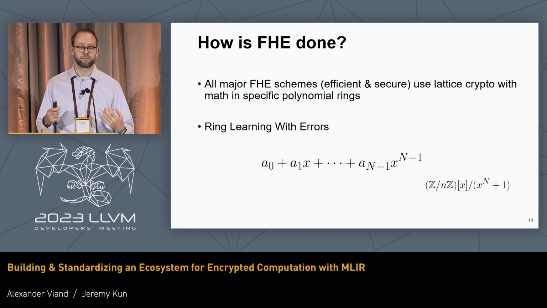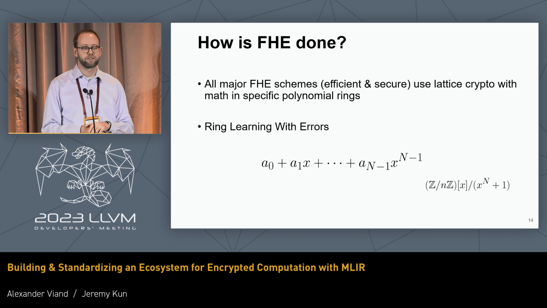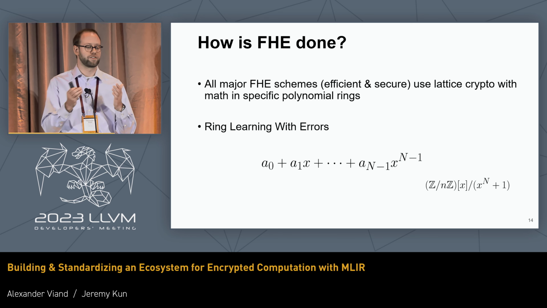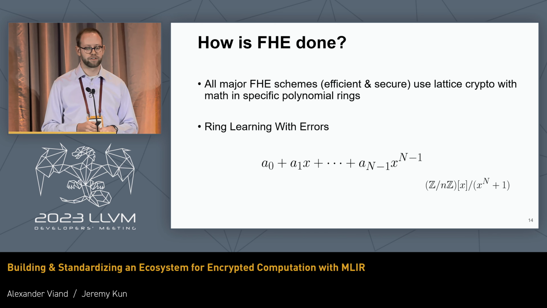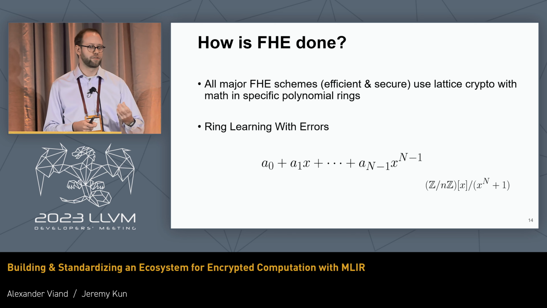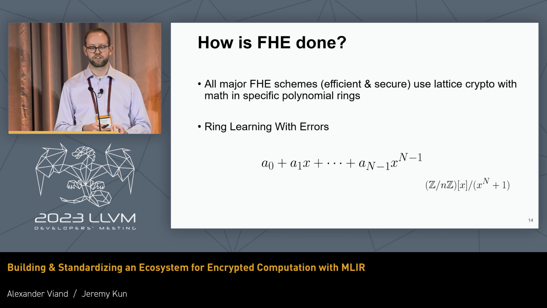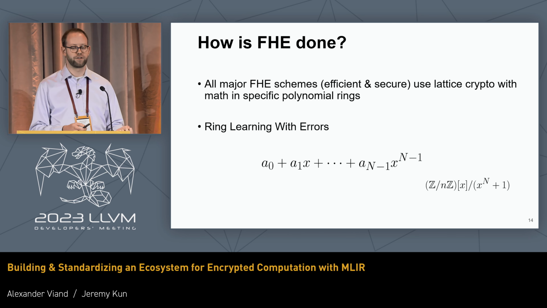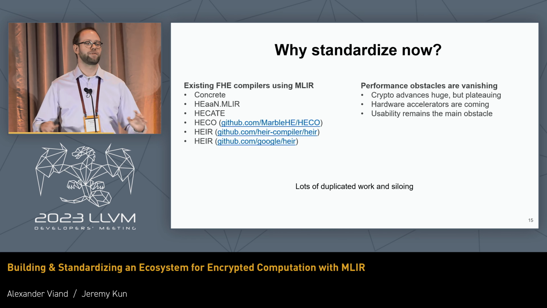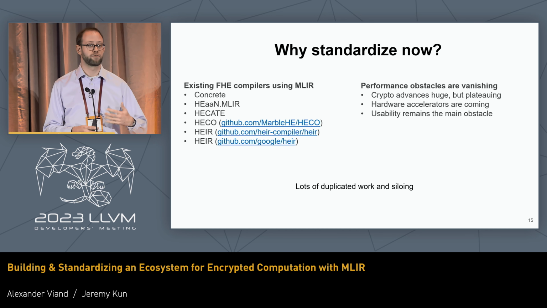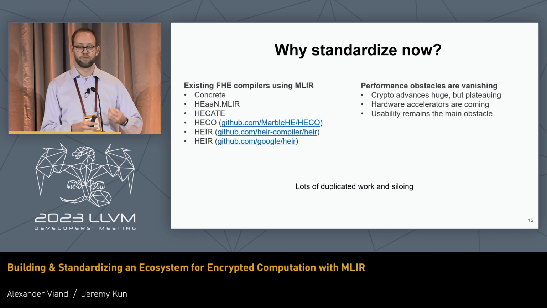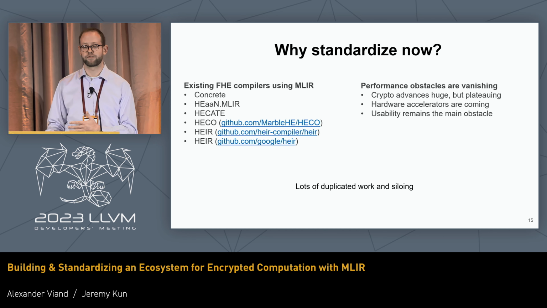The underlying hardness assumption, if you're interested, is called ring learning with errors. So if you have your Diffie-Hellman discrete log assumption, this would be the post-quantum equivalent of that. And you would expect now that we know this is the math for FHE, the ecosystem should be pretty unified. Unfortunately, not quite. We have many, many FHE compilers, and actually quite a few that already use MLIR, and they're all re-implementing variations of the same wheel with slightly different context and slightly different trade-offs.